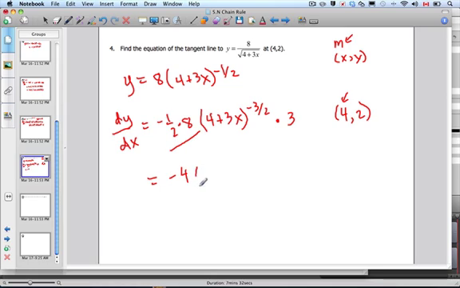Let's plug our 4 into it. 4 plus 3 times 4, all to the negative 3/2 times 3. Okay, now let's keep simplifying. So we got negative 12, because the 4 and the 3 together. Okay, 4 plus 12, all to the negative 3/2.